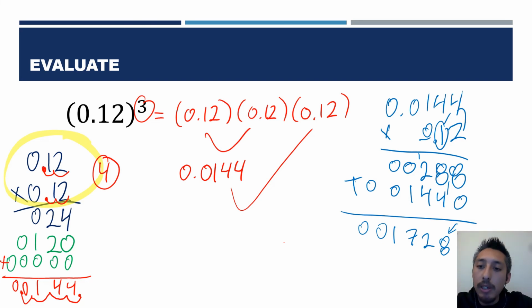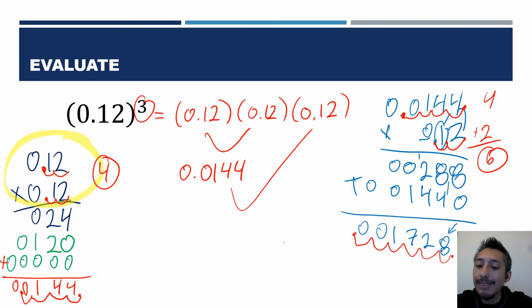Same as before, I'm going to count my decimal places. So here's my decimal, 1, 2, 3, 4 spaces, and then 1, 2. So 4 up here, 2 down here, so that means that we have a total of 6 spaces that we moved. I'm going to go down here to my answer, and I'm going to move 6 spaces. 1, 2, 3, 4, 5, 6. So our final answer is 0.001728.